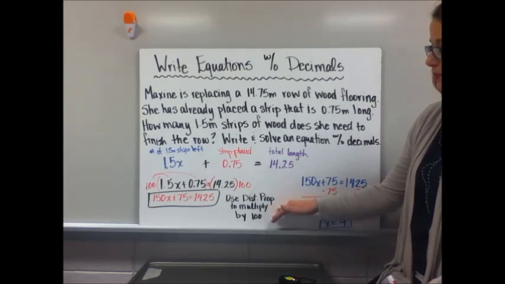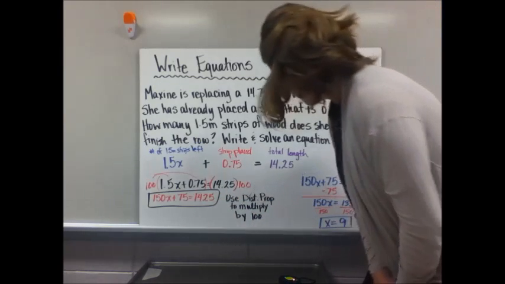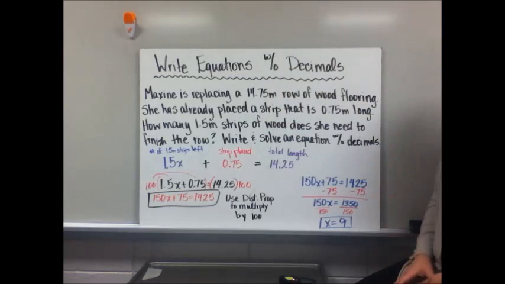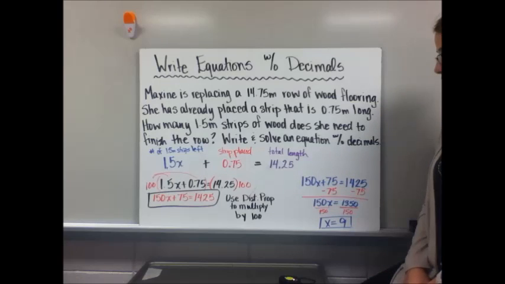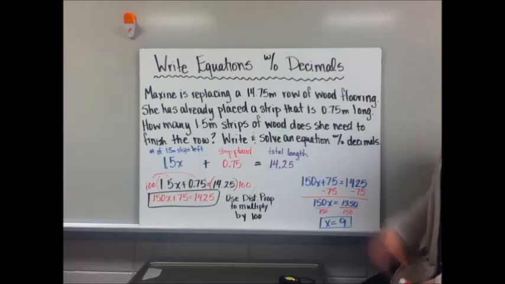We use the distributive property to multiply it by 100. And as you can see, I solved it over here, and that was much easier than having to line up decimals and set up long division boxes and such. I could do this just right here on the board without any extra help.